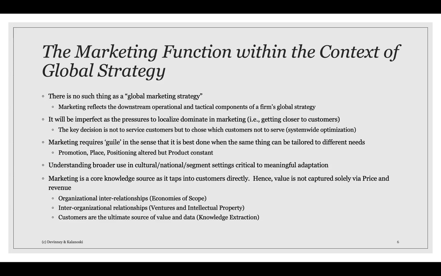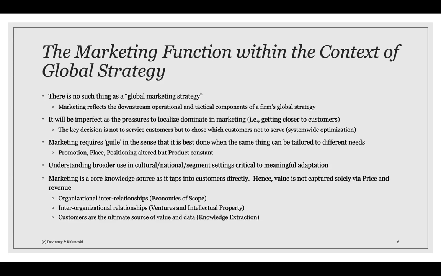Attempting to serve too many customers in too many disparate locations essentially puts you into the local for local category. And in that sense, the multinational loses, because the multinational essentially simply becomes a federation of local companies with an additional cost tossed onto the top. Marketing requires guile in the sense that it's done when you can do the same thing to be tailored to different needs. So you kind of have a core product, and you vary around the core product in some sense.